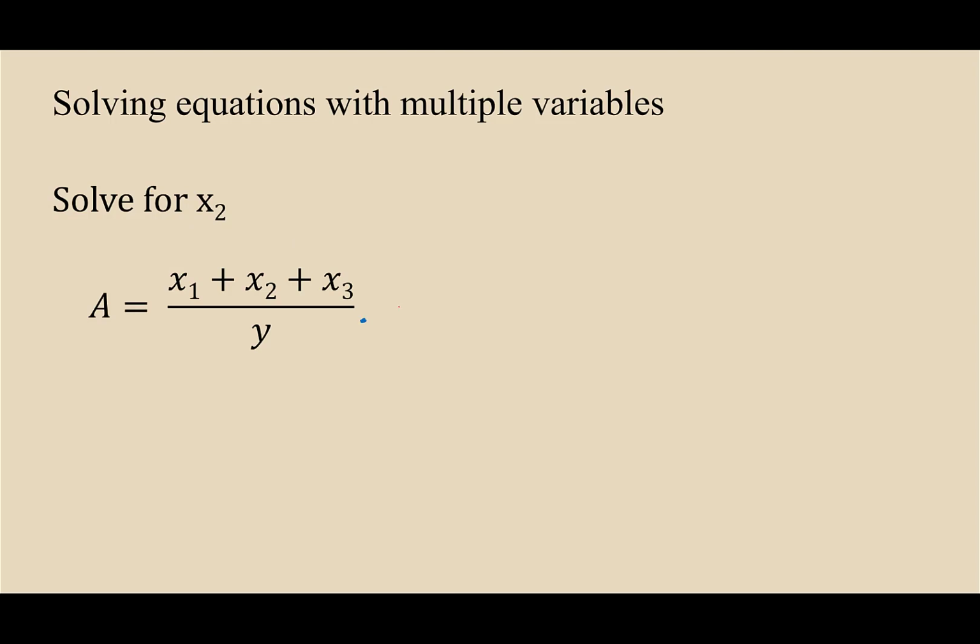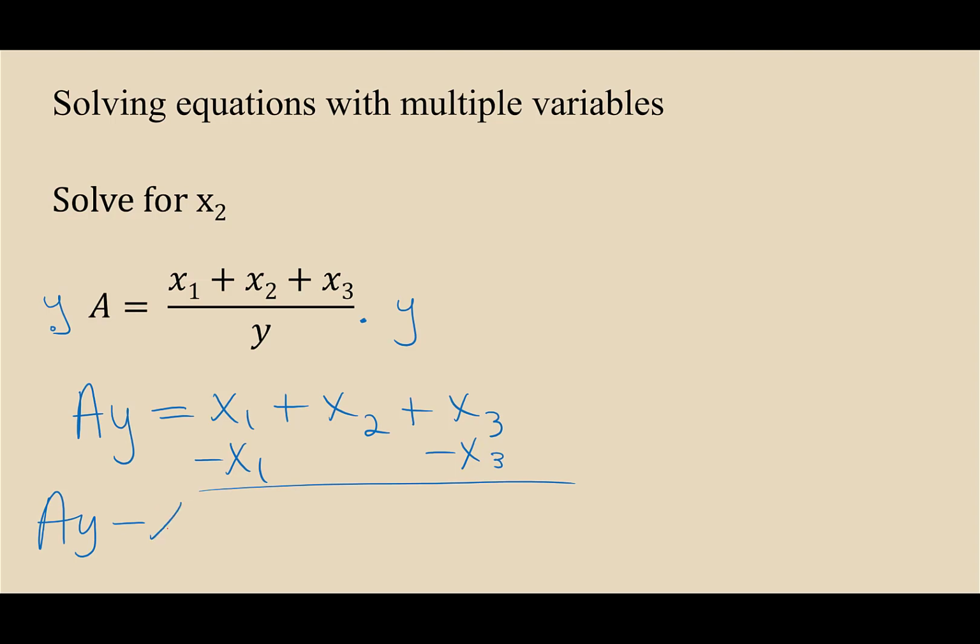The first thing we'll do is multiply both sides by y. So you have capital A times y equals x sub 1 plus x sub 2 plus x sub 3. Next we can subtract x sub 1 and x sub 3 from both sides. Capital A y minus x sub 1 minus x sub 3 equals x sub 2. So that's your final answer. X sub 2 equals capital A times y minus x sub 1 minus x sub 3.